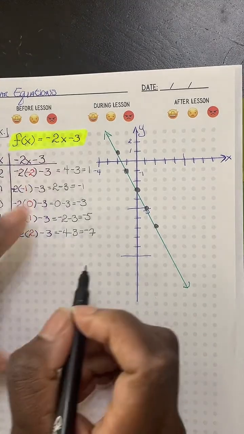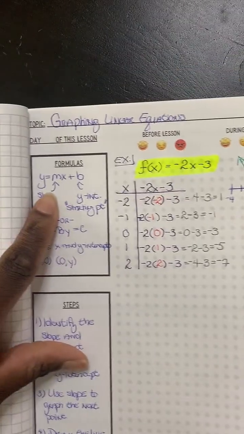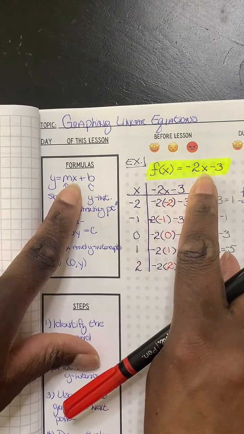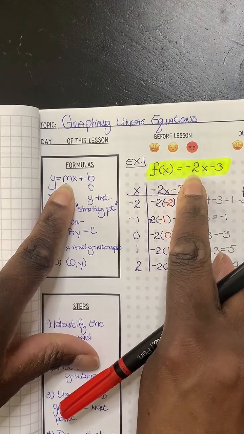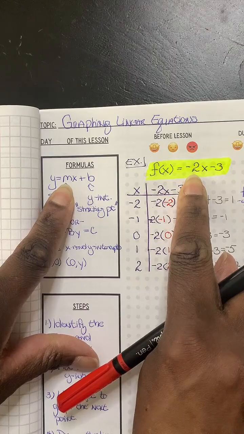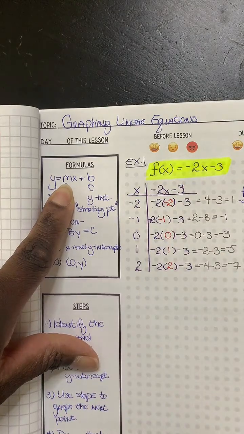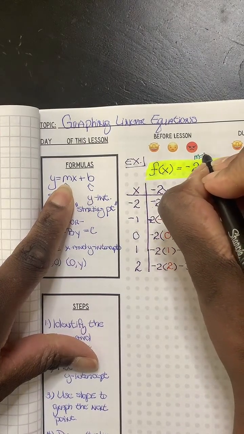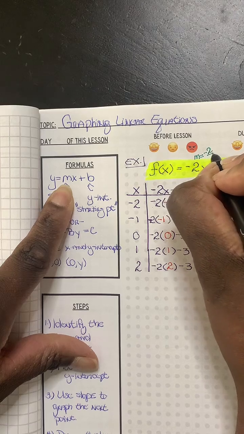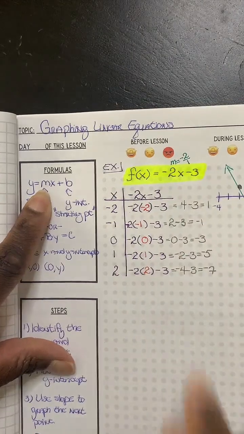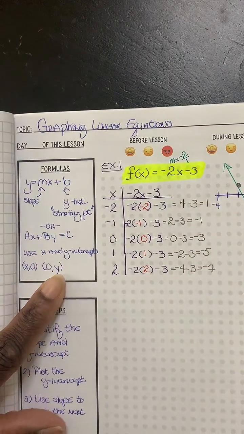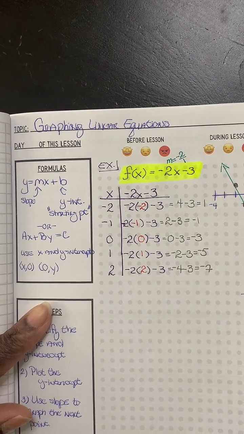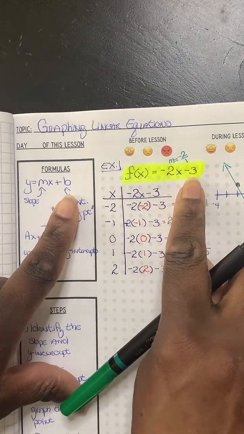So I noticed that, as I said over here, my slope is basically the coefficient of my x. So the slope in this case is a -2. It's a whole number. So anytime it's a whole number, it's really going to be -2 over 1, because we want to get that rise over run.